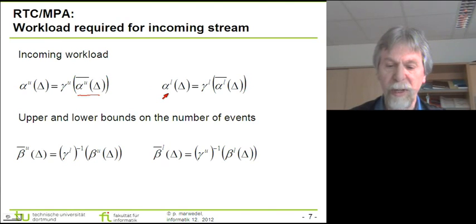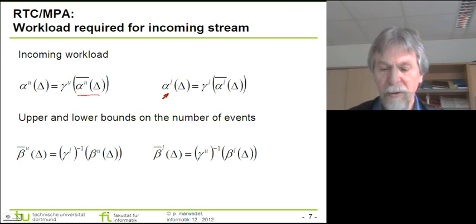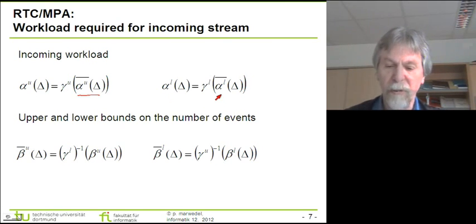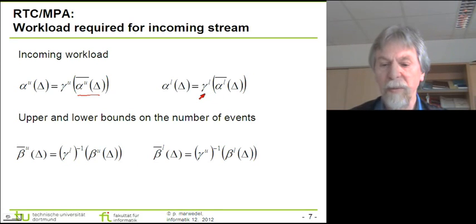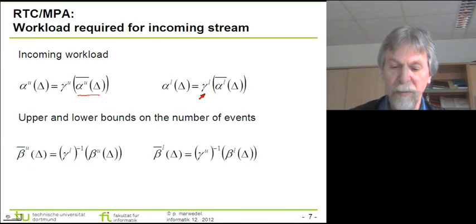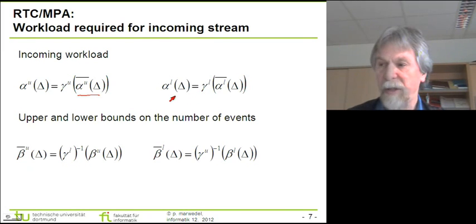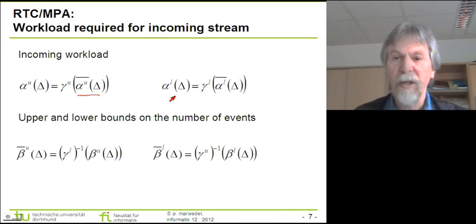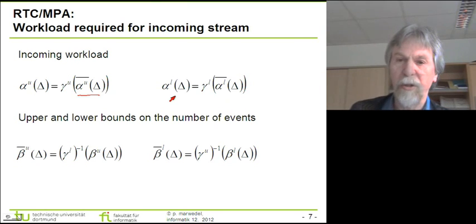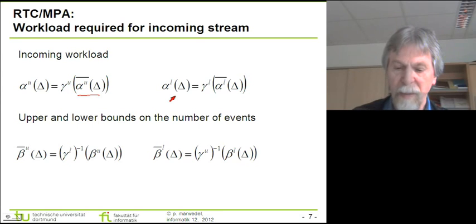In order to derive the lower workload that is required, we can use the lower bound for the number of events that are arriving, and then use the minimum execution time that we need per event, and as a result we are computing the minimum workload in terms of real-time units that is required for the incoming event stream.